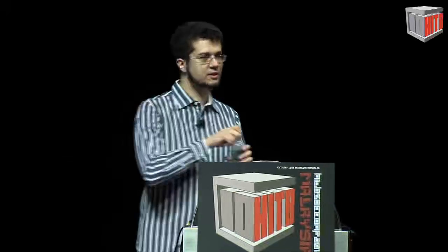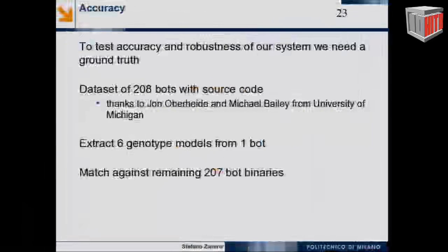So to test accuracy, obviously, we needed a ground truth. So we got a data set of 208 bots with source code. This came from a data set that the University of Michigan is using. From one of these bots, we extracted 6 models of 6 different behaviors, just to test. And we matched these models against the compiled versions of the remaining 207 bots.